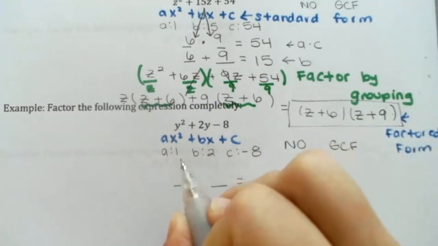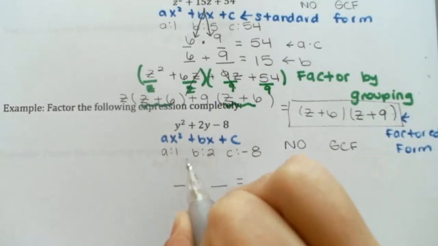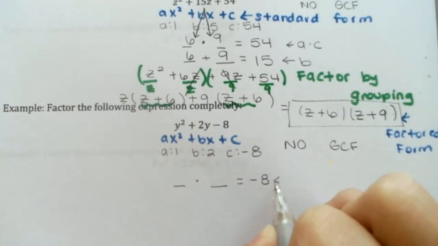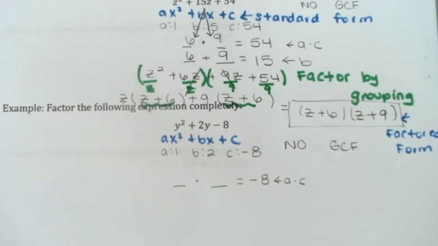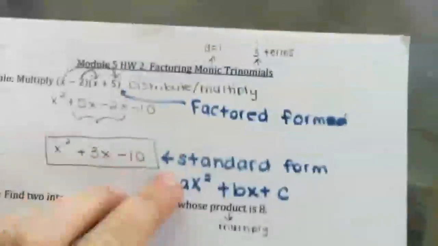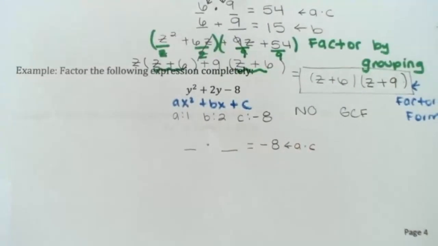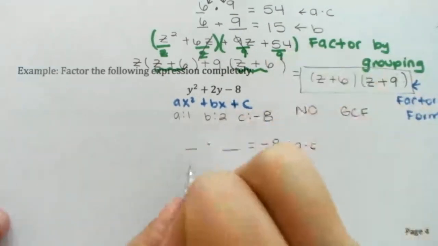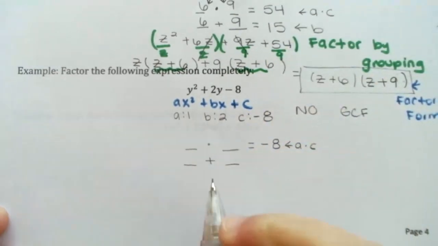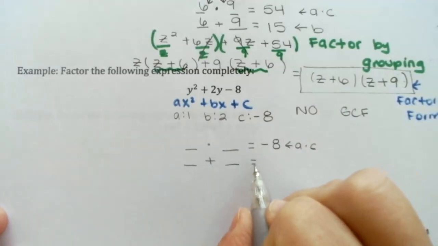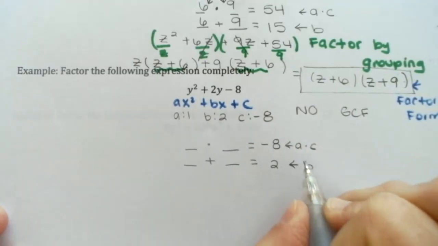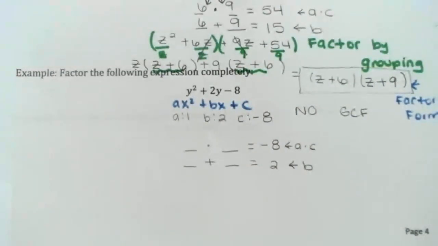We're looking for two numbers that multiply together to give us a times c, 1 times negative 8, which is negative 8. Side note, the reason why I say a times c, remember in this homework it's monic. Monic means that a is always 1. So in this case it doesn't really matter, but in the next homework it's going to be general trinomial. So a is not going to be 1, so this a times c will come into play more. So blank plus blank will equal our b value, which is 2. So it's always a times c and then b.